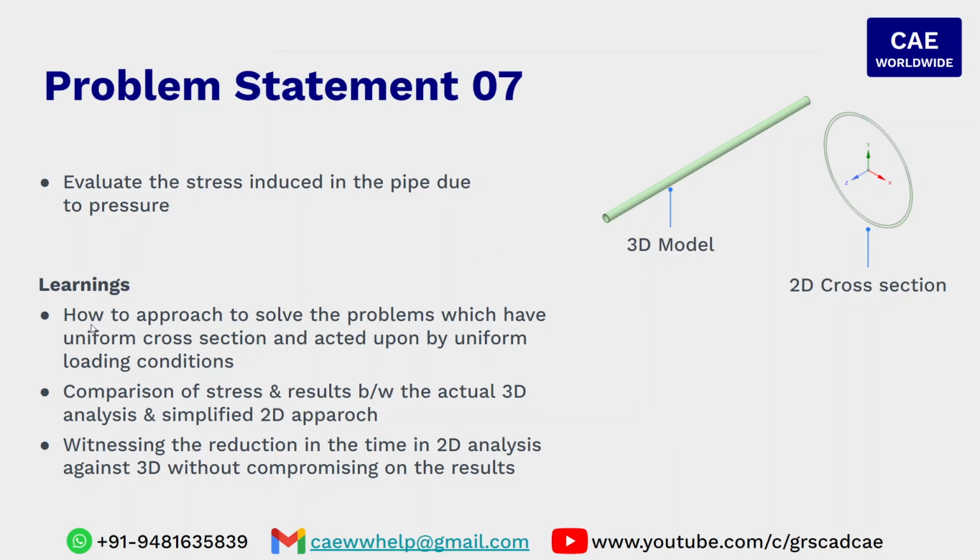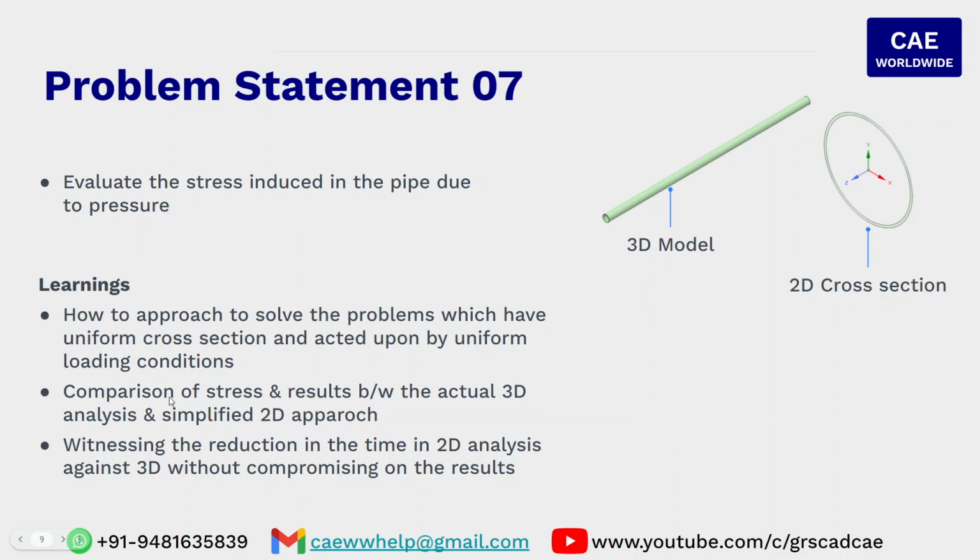By solving that problem, we understand how to approach problems which have a uniform cross section and are acted upon by uniform loading conditions. Which means the 3D model can be straight away simplified to 2D because the geometry is uniform, cross section is uniform, the pressure applied inside it is uniform.